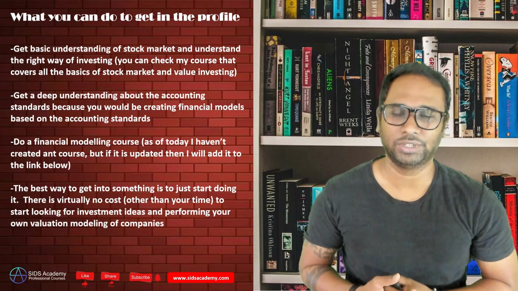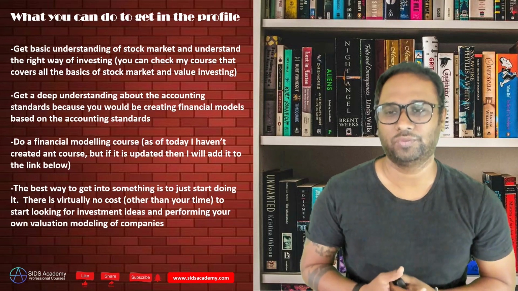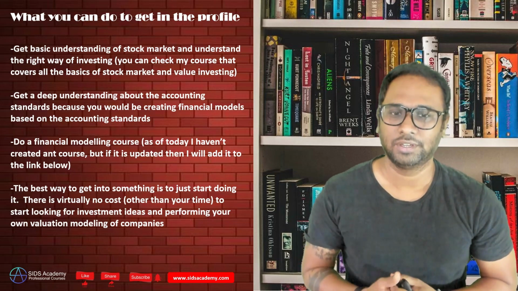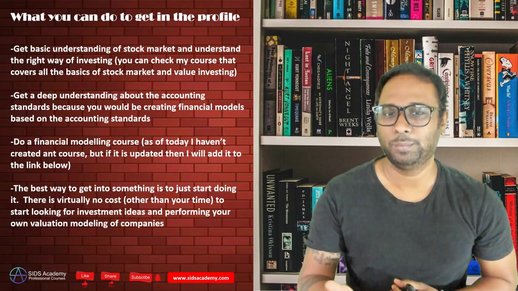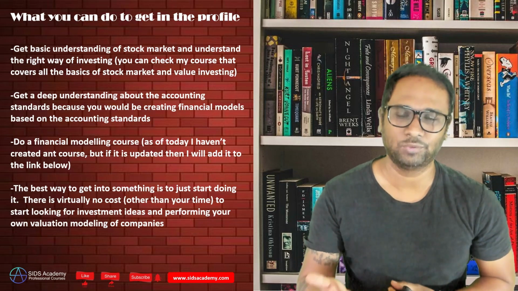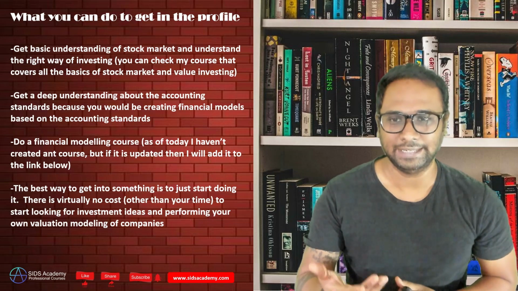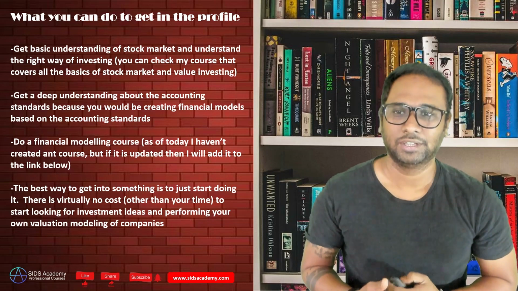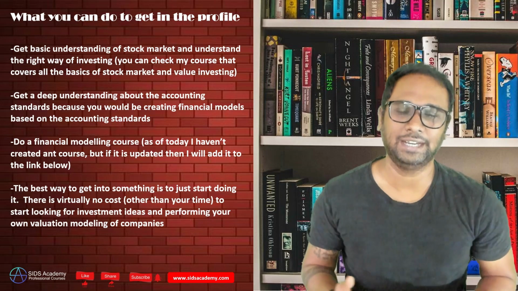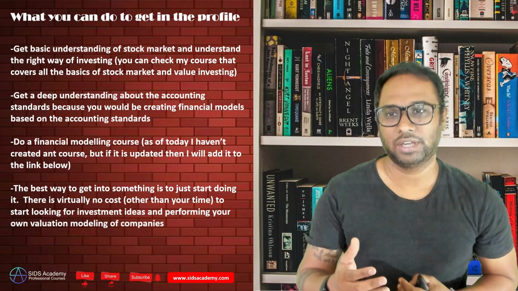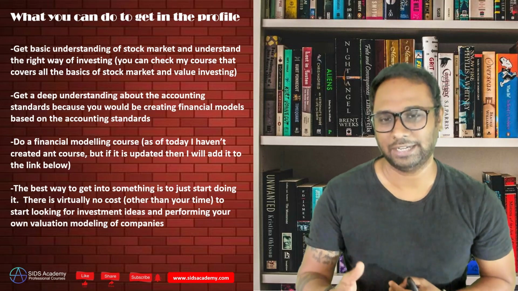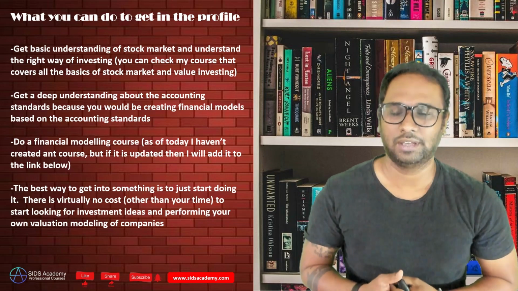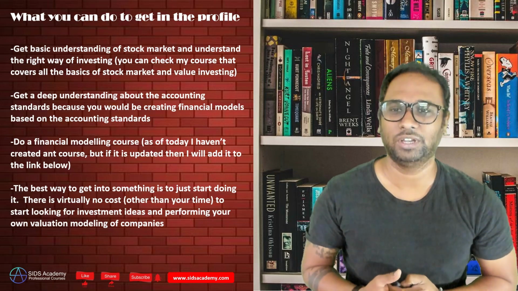Another thing that you can do is start reading a lot of books. There are various books that you can start reading. One would be One Up on Wall Street. Second would be The Intelligent Investor, which is a must read. So get a basic idea or understanding about how the stock market works, what could be the movers, try to start your own investments, and do a financial modeling course.